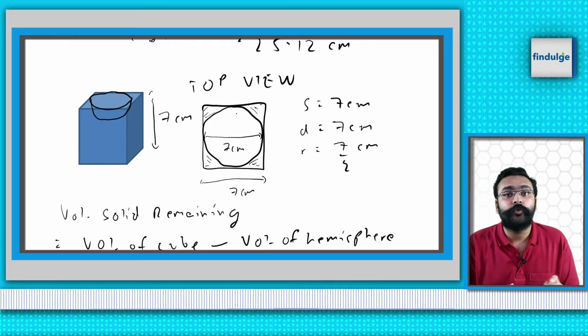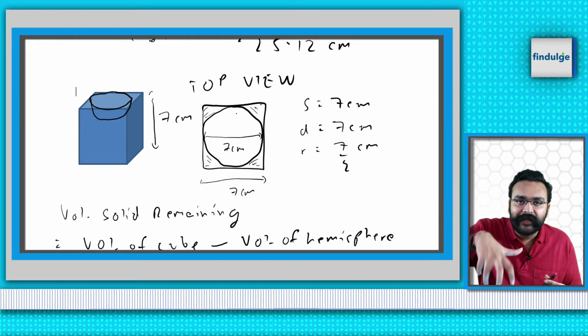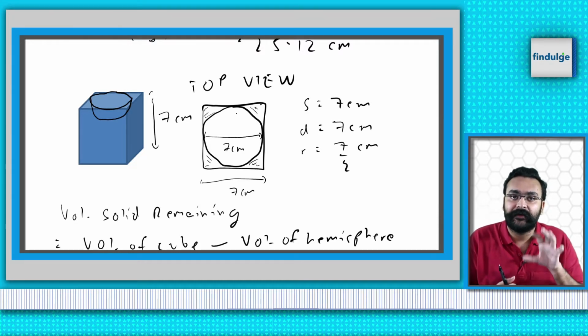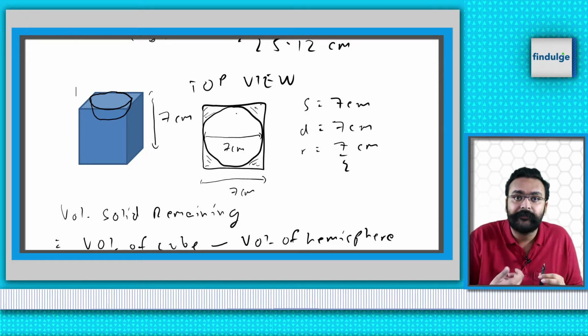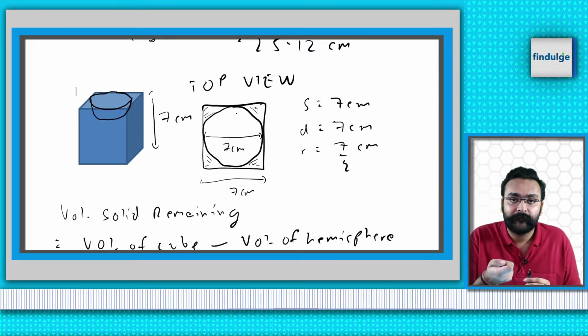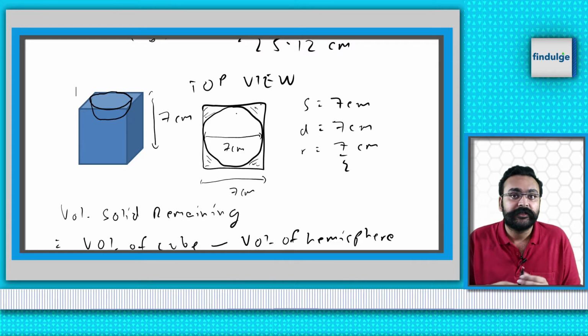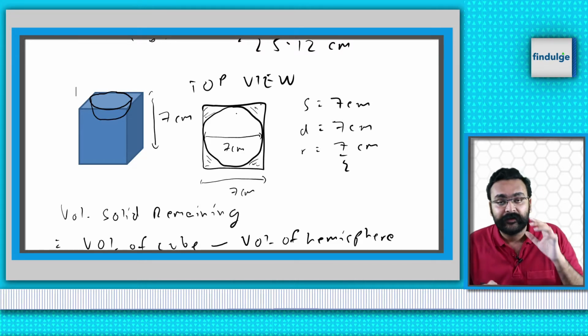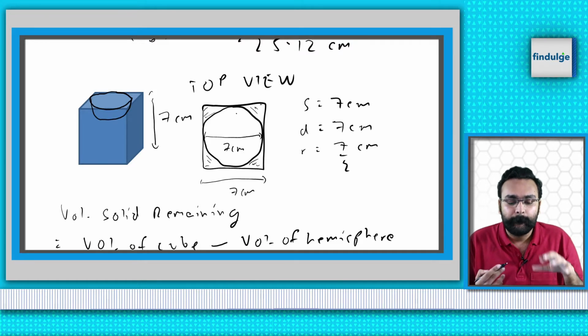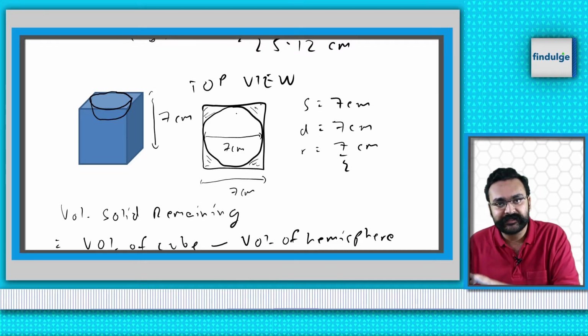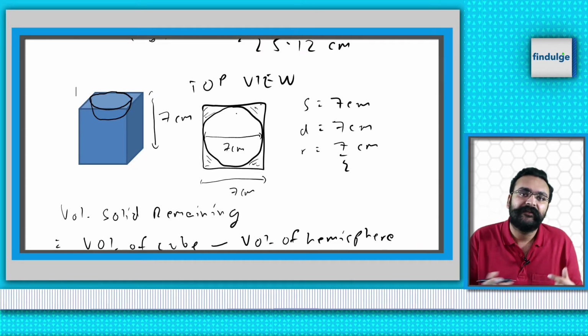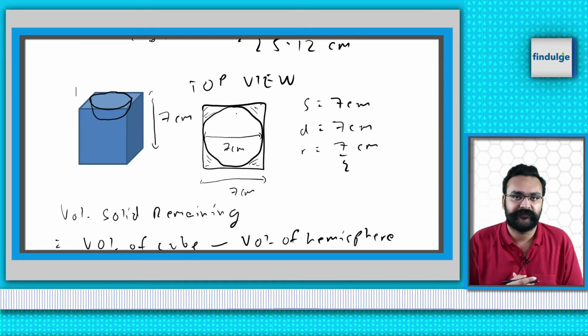But you need to add the area of the hemisphere, because when I cut out the hemisphere from my cube, the hemispherical portion exists. The surface of the hemisphere is there. It's like a spoon. A spoon has the inner surface. Something might be missing, but it's still there. The surface is still there. So the total surface area will be the 5 sides of the square plus the top side minus the circle plus the curved surface area of the hemisphere.